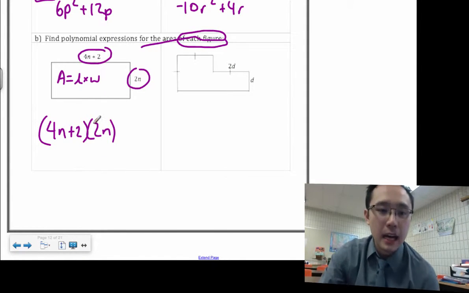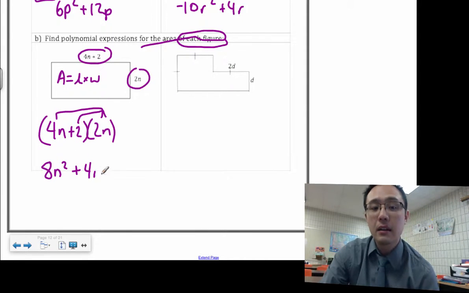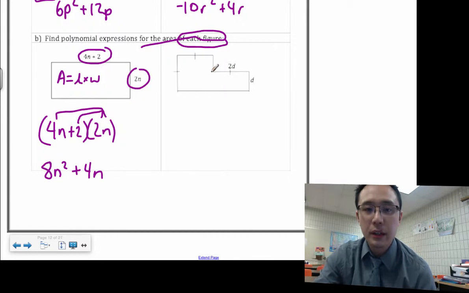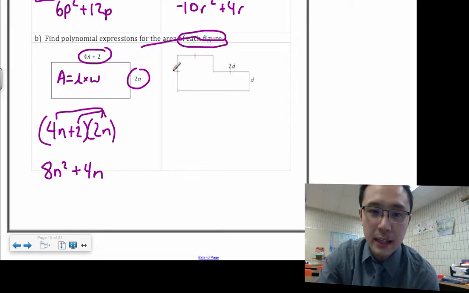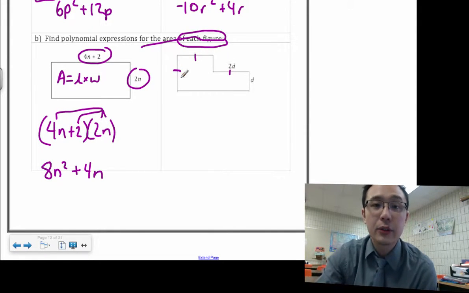Okay? And notice it's a binomial and a monomial. You distribute. 4n times 2n is 8n squared. This is going to be plus 4n. Boom. That's your area. And for this one, we're going to go and solve. Okay, this one's a little bit tricky. You notice these hash marks. What that means is that these sides are exactly the same.